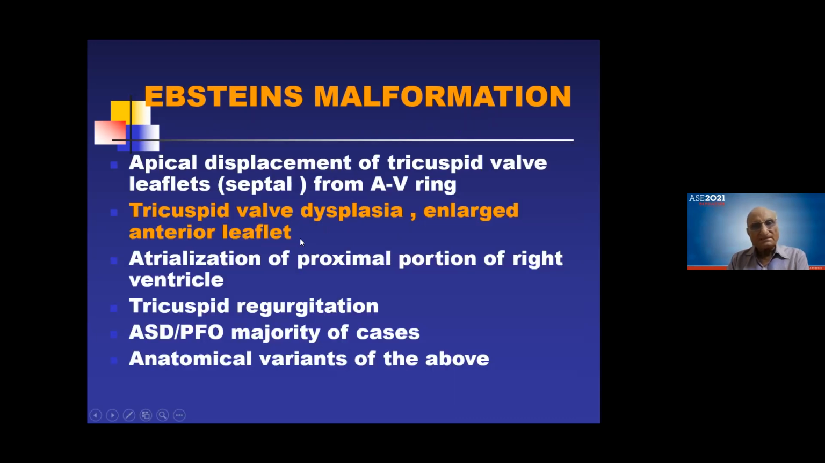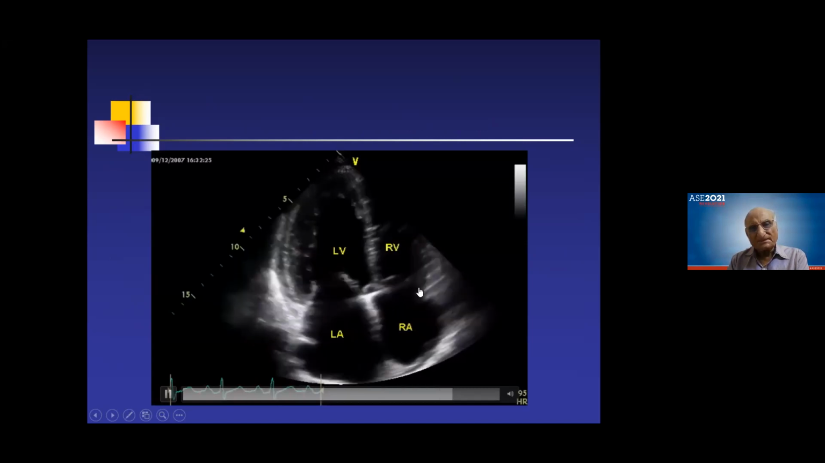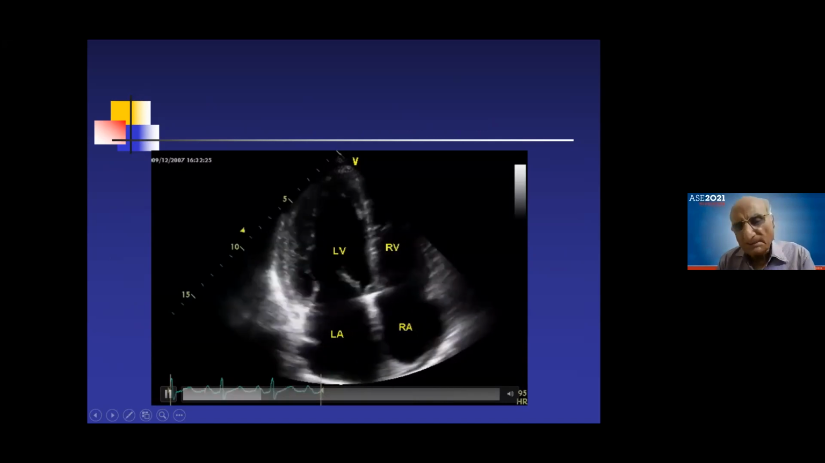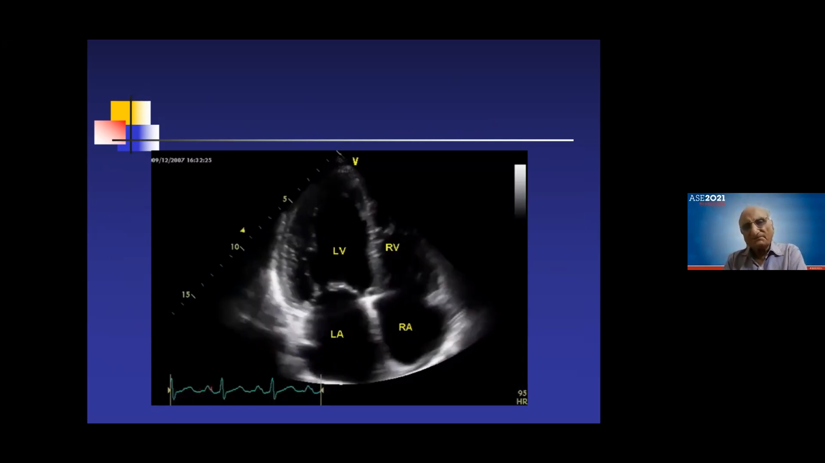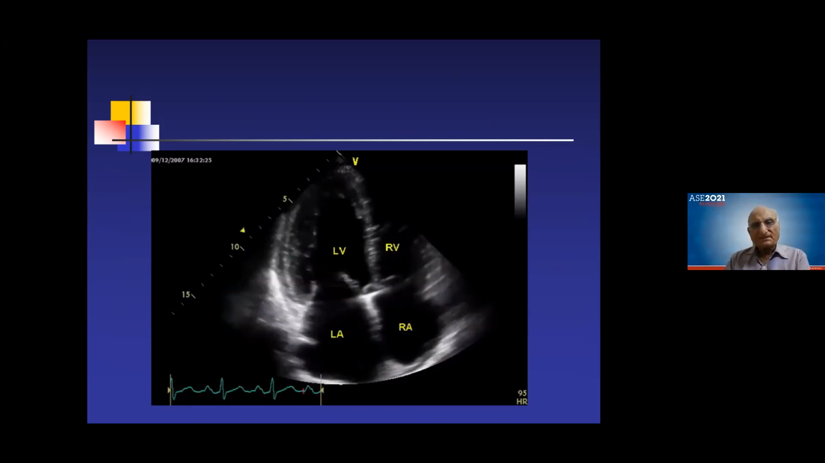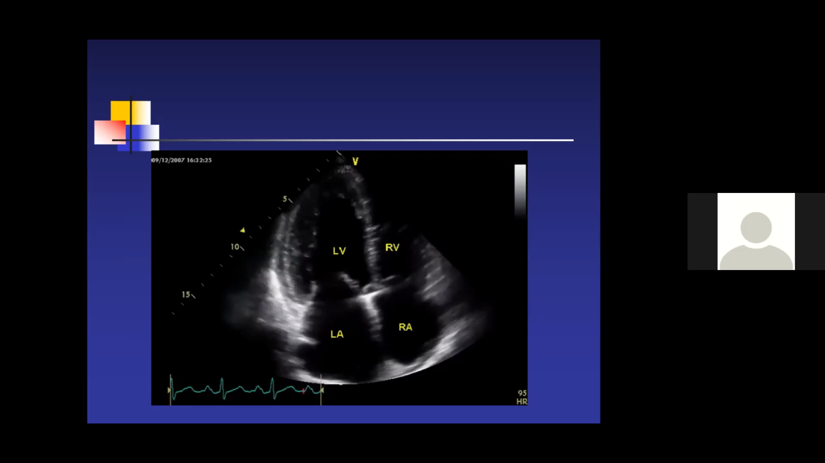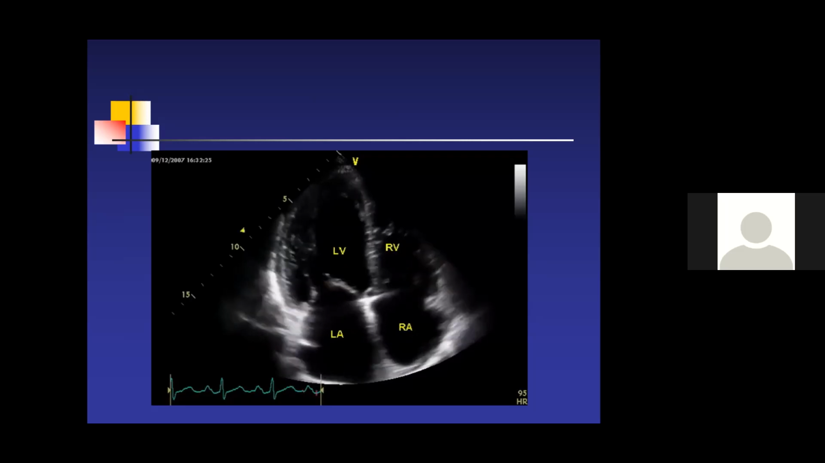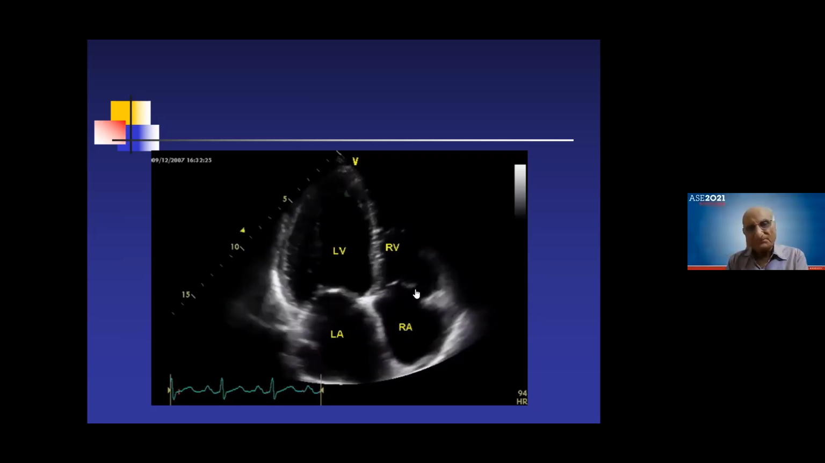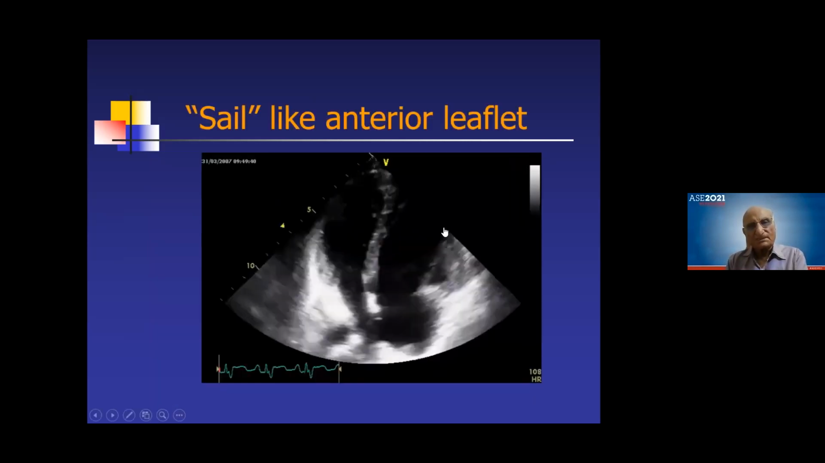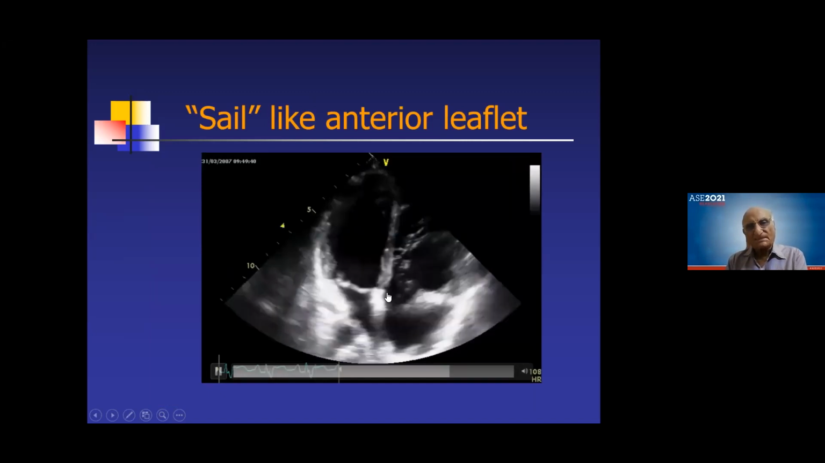Then there is the enlarged anterior leaflet. Again, you see normal: this is the anterior leaflet, a very normal small anterior leaflet. When we were doing only M mode echo many years back, we were taught that wherever you put the transducer, you will see a tricuspid valve, so think of Ebstein's anomaly because it is so prominent. So here focus on the anterior leaflet, and you see this anterior leaflet is what is known as sail-like and markedly prominent.